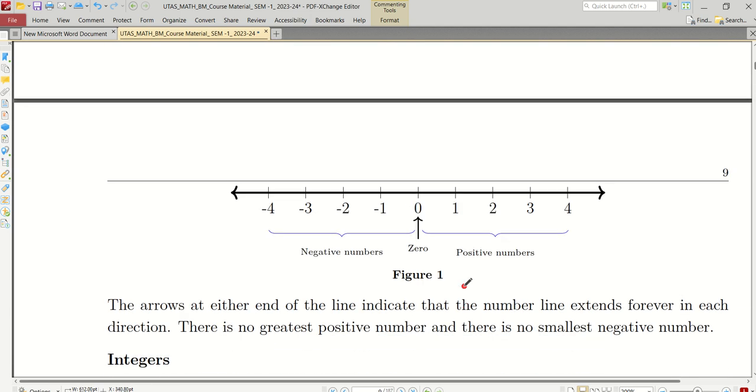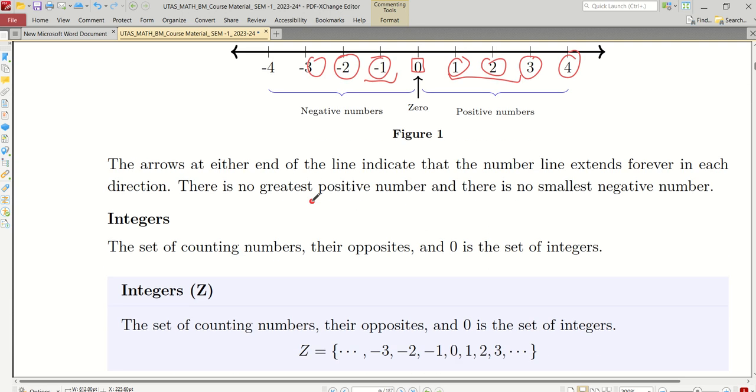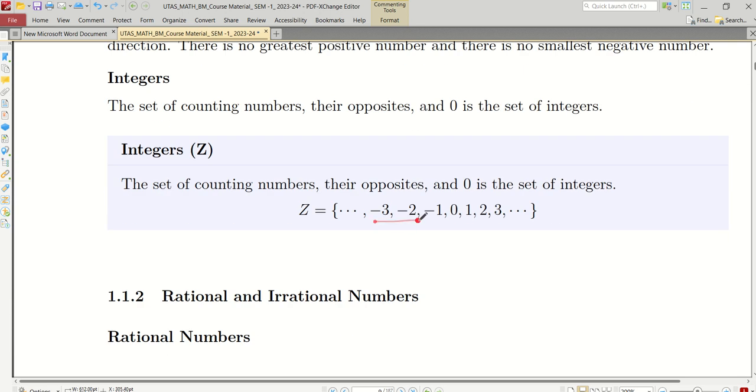Then we come to the integers. In the integers, this is 0. These are positive numbers here and these are negative numbers here. So this is 1, 2, then 3, then 4. Similarly, -1, -2, -3. These are integers. You can see all these are integers.